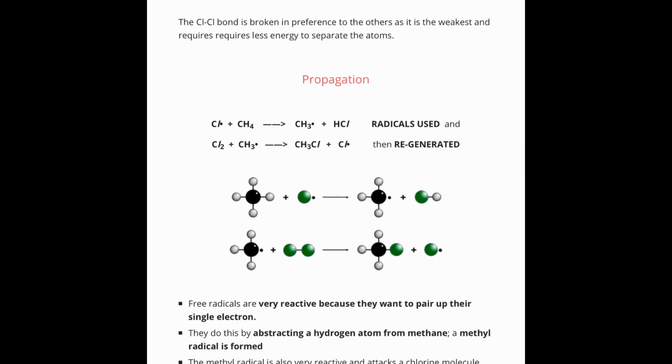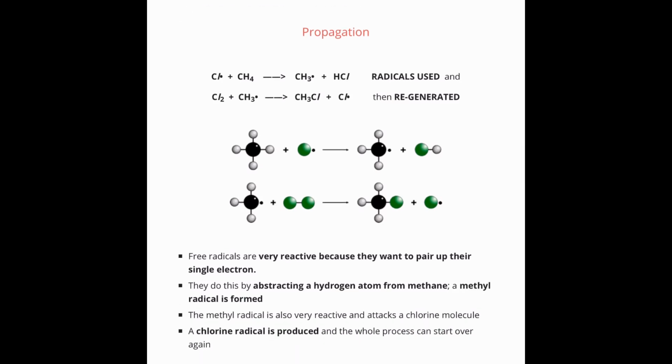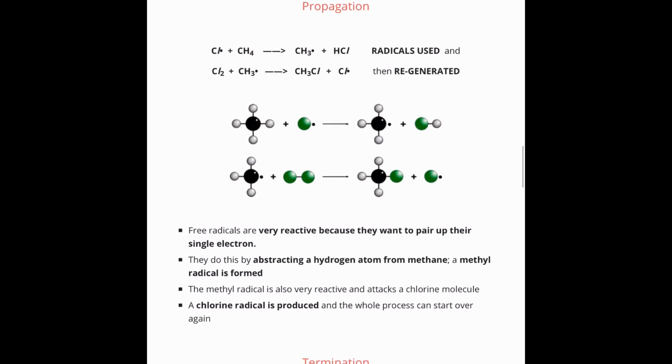So what's going to happen? The Cl-Cl bond is going to be broken because it has the lowest bond enthalpy, requires the least energy, and nature will find the path of least resistance. The radical will react with methane to make a methyl radical and hydrogen chloride. The chlorine can then react with a methyl radical to make chloromethane and a chlorine radical.